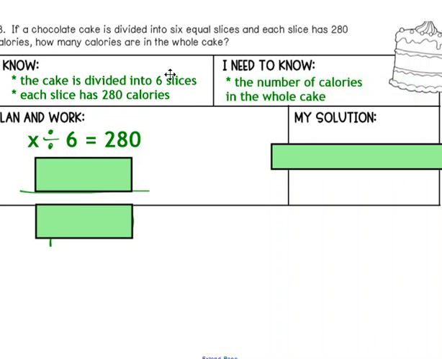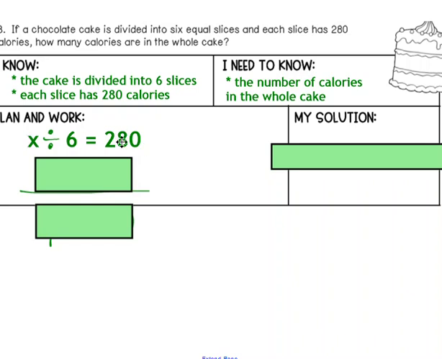So always start off with, what do I know? What am I trying to figure out? Now, the approach that we can use here is just this problem right here. The amount of calories in the cake, think of that as this value right here, the amount of calories in the whole cake, divided by 6 slices means that there's 280 calories in one slice.